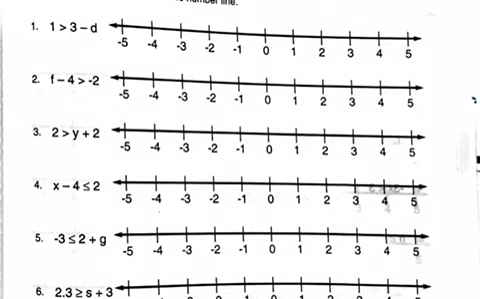So let's just take a look at number 1. I think once I do an example, you'll know exactly what I mean. So take a look at number 1. It's 1 is greater than 3 minus d. So again, I want to get d by itself. So again, I treat it like an equal sign, draw my line. I know to get d by itself, I want to subtract 3 from both sides. So that is -2 equals -d. Then divide both sides by -1.